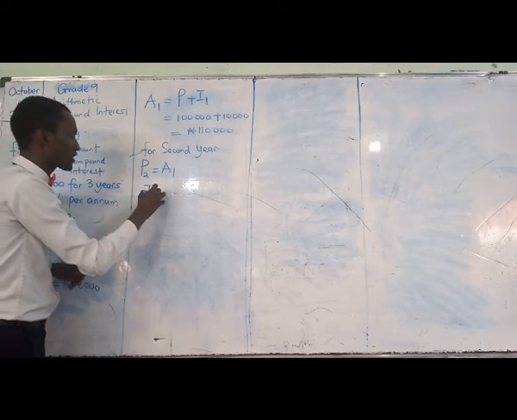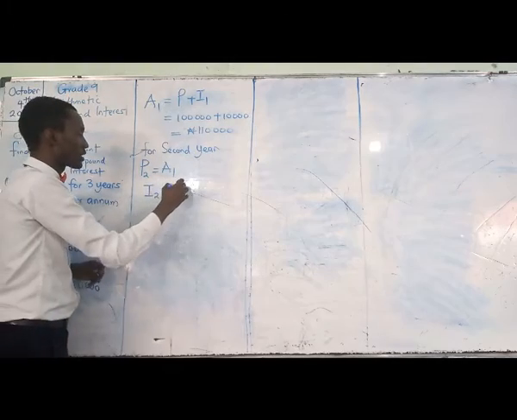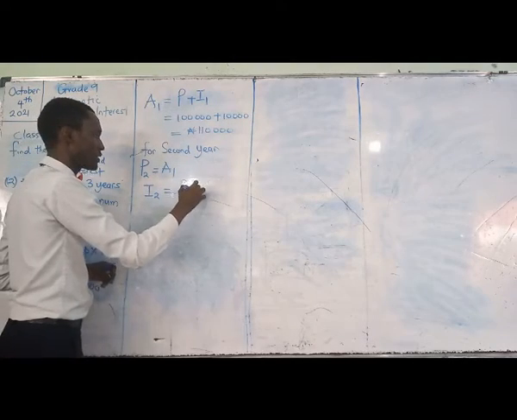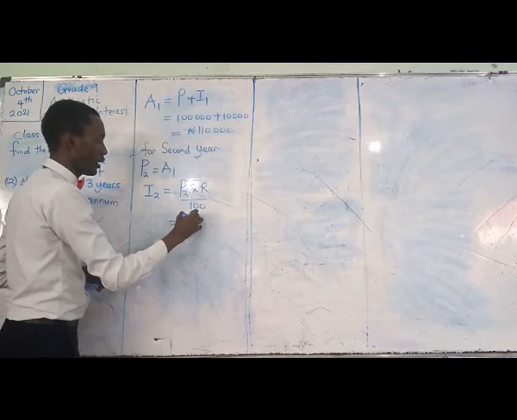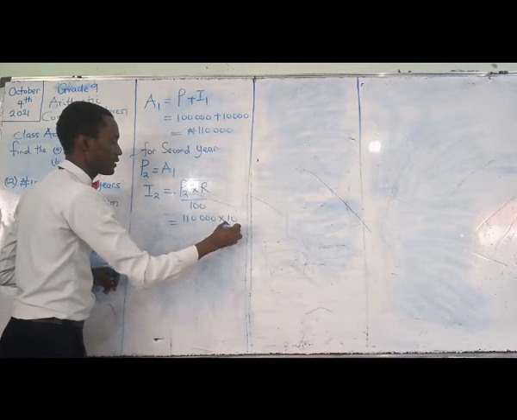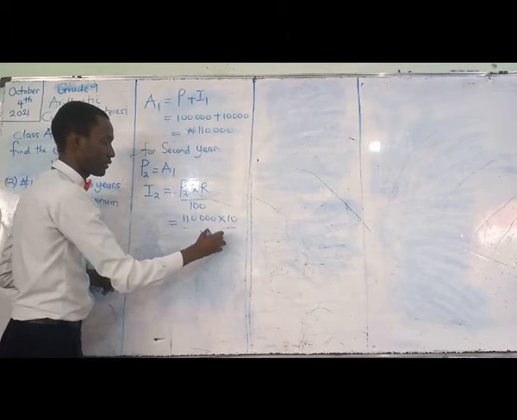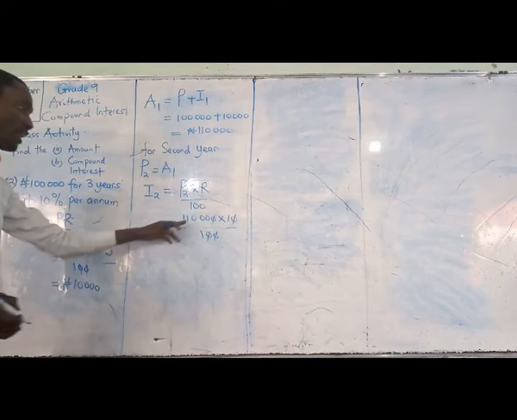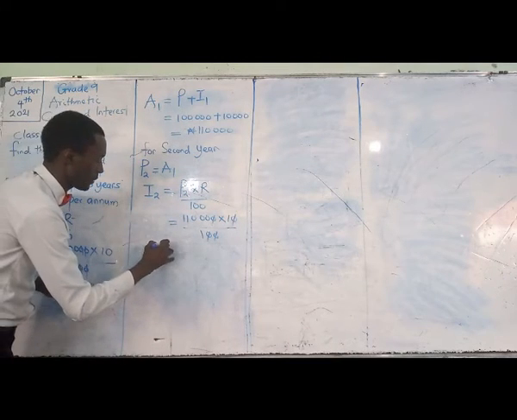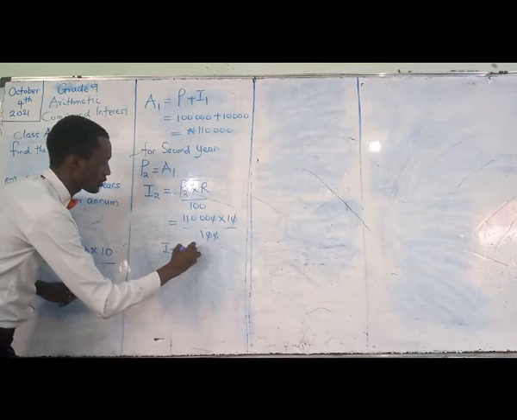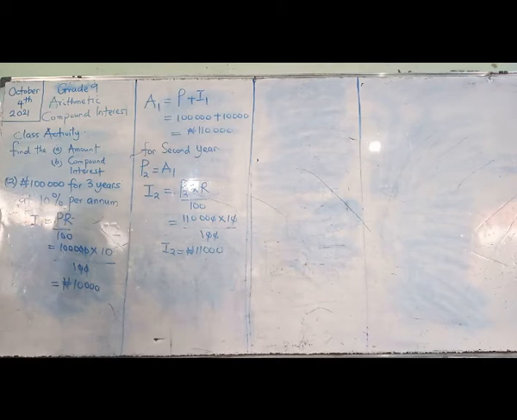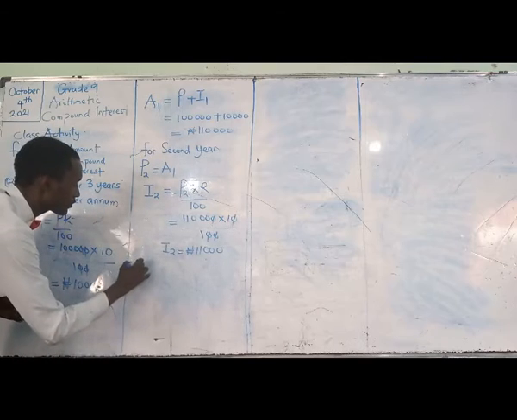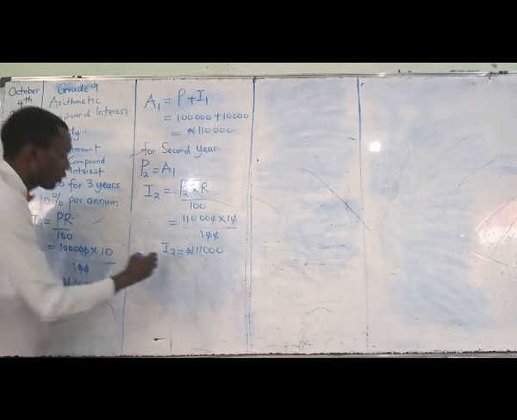So the interest of the second year, which is I2, will now be what? The principal of the second year times the rate all over 100. So that will give me 110,000 times 10 divided by 100. And that will give me 11,000. Are you seeing that? So the interest for the second year will be 11,000. So the amount for the second year will now be equal to what?